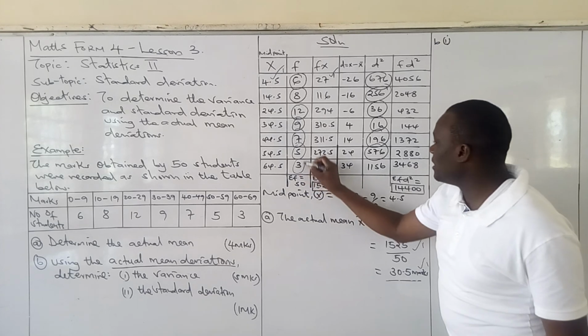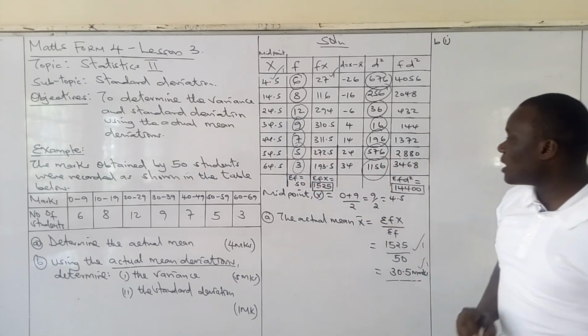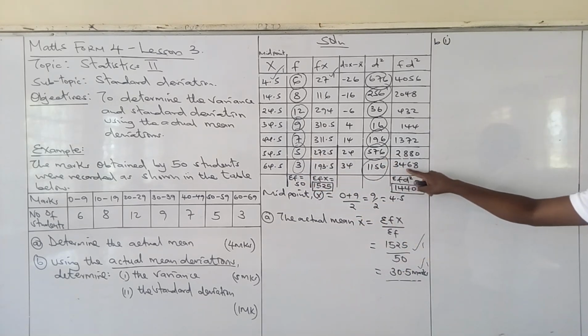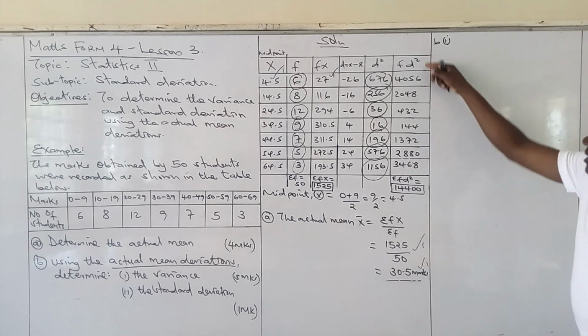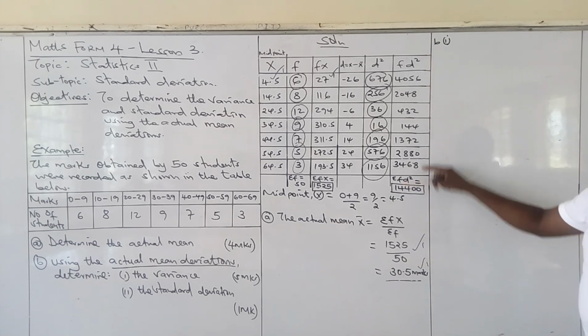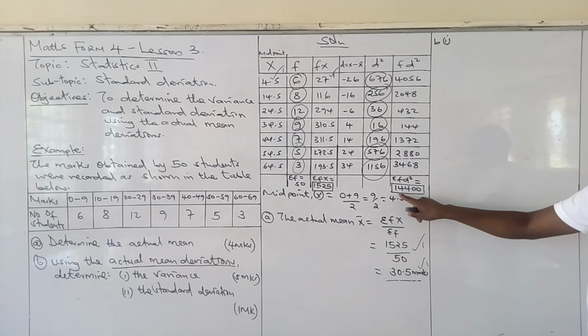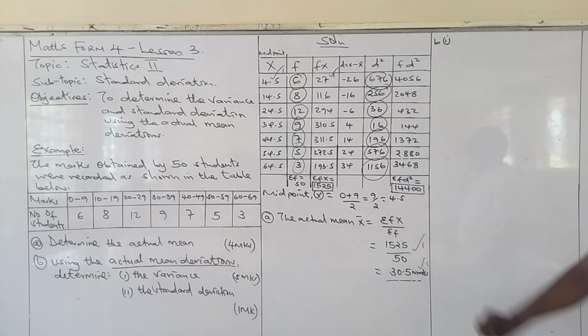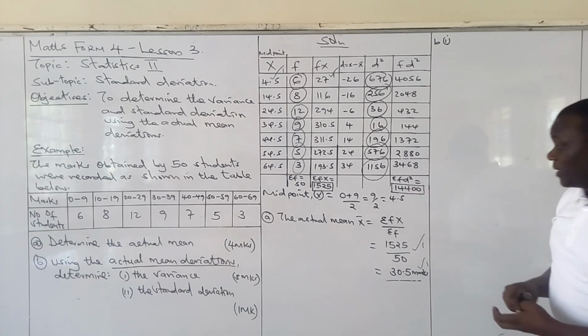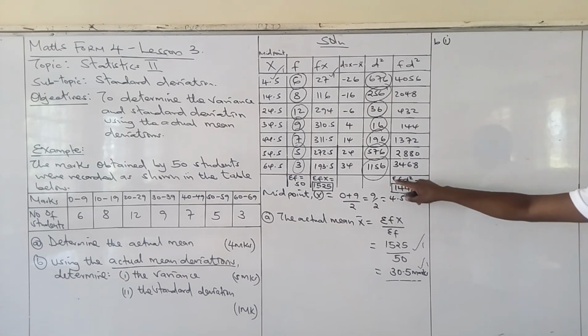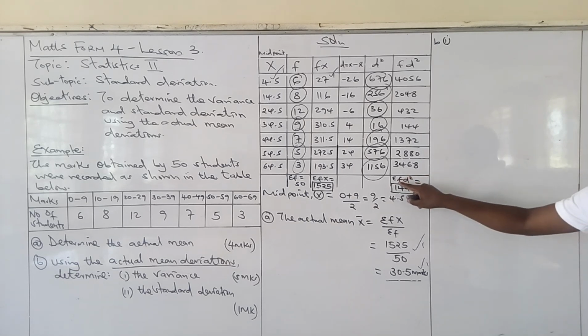Then finally 3 times 1156, it will give you 3168. Then you now find the summation of fd squared. You add all these values, they will give you 14,200. So this is what we call the total values of frequency times deviation squared.